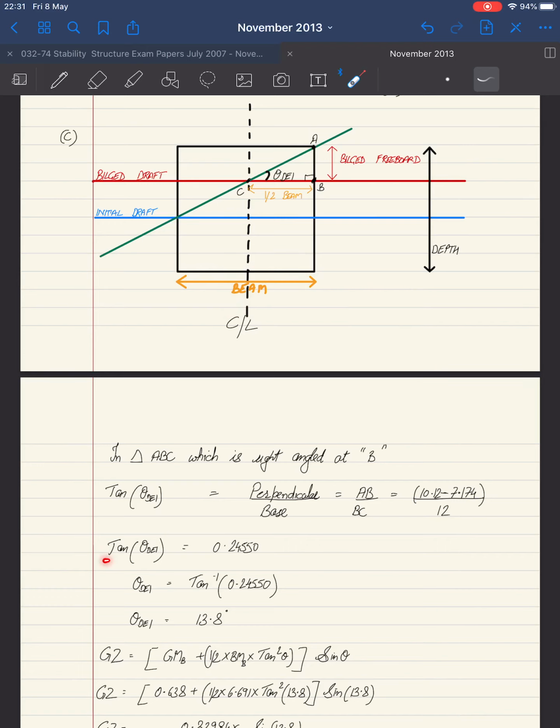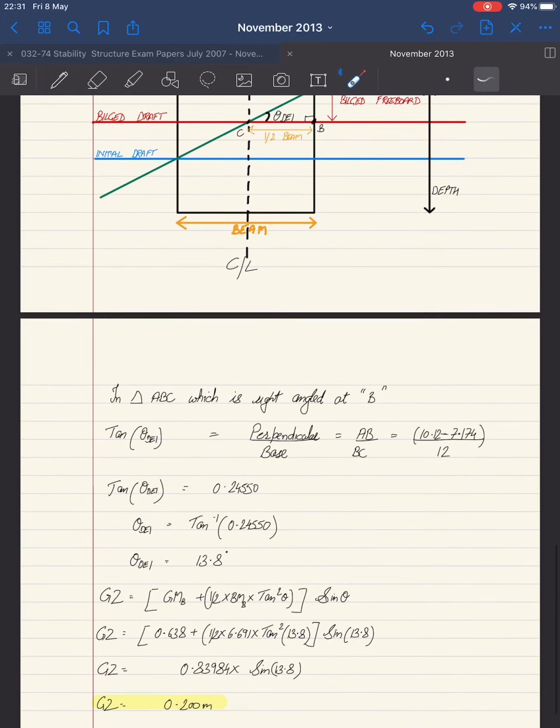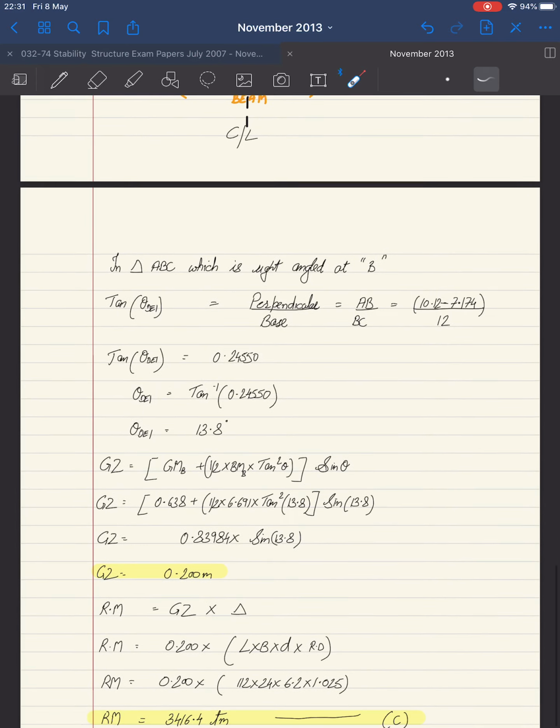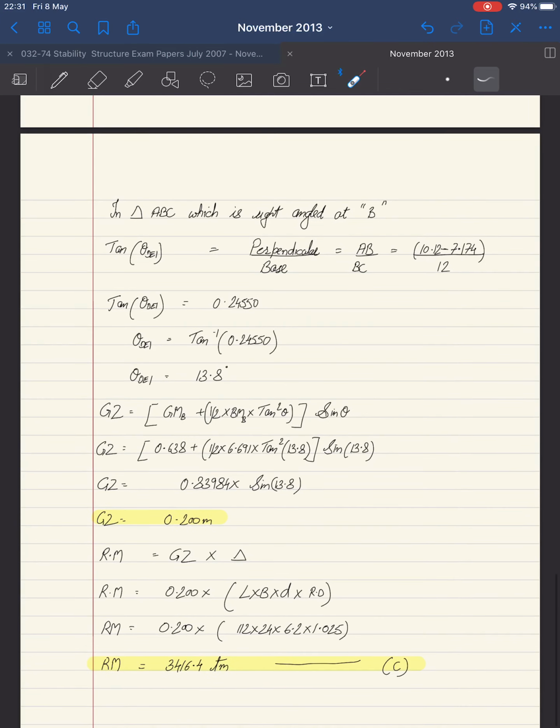When we solve this further, we'll find tan of theta deck edge immersion is equal to 0.24550. Theta deck edge immersion is equal to tan inverse of 0.24550, and we found theta deck edge immersion to be 13.8 degrees. So this angle was found to be 13.8 degrees. Now we know that our theta deck edge immersion is 13.8 degrees, so we can calculate the GZ value for that angle of heel.